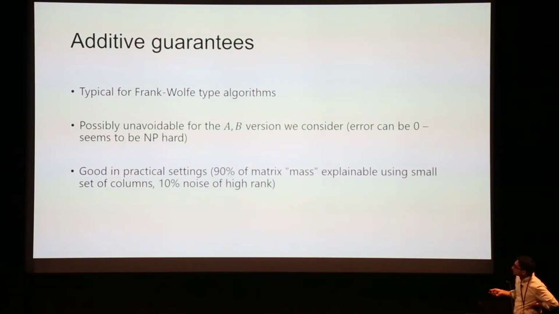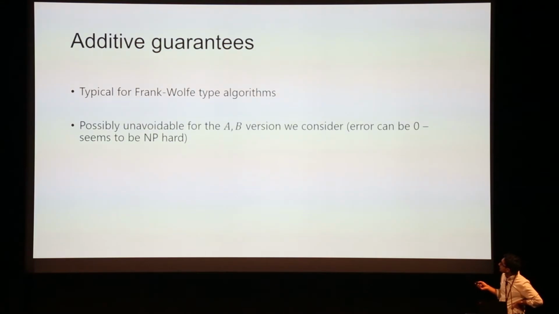But this algorithm is actually pretty good in practical settings, where usually you have a matrix and you know that 90% of its mass can be explained by a small number of columns and 10% is noise of high rank. In this kind of setting, most of the earlier multiplicative results don't imply anything, while we can actually get non-trivial guarantees. So these are the kind of settings in which we use these algorithms. This is a general discussion of the main result.